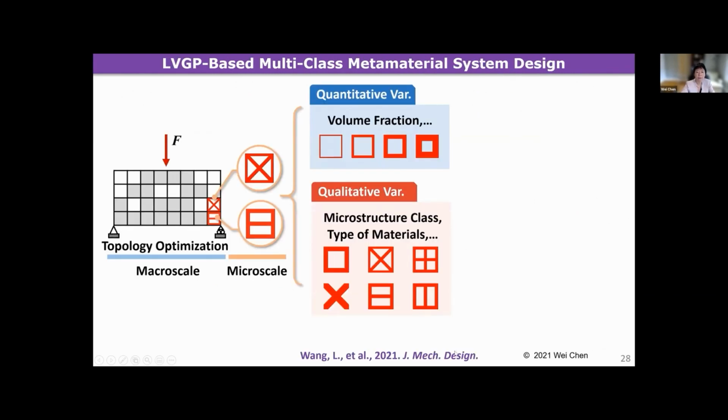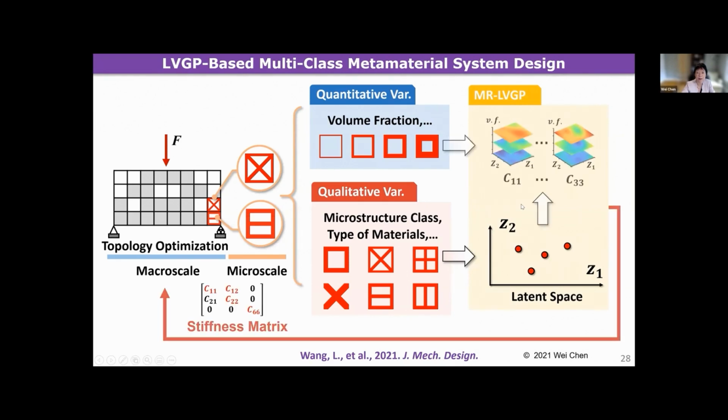Going back to the LVGP method I discussed earlier, I'm showing you here that it could be a very powerful approach to accomplish such multi-scale design. Here the categorical variable can be associated with different types or classes of unit cell, for example the lattice type. You can choose different types. On the other hand, the quantitative variable could be volume fraction or material property. Using the latent space representation, here we're doing multi-response LVGP, associated with properties in the stiffness matrix, like C11, C22, and so on.